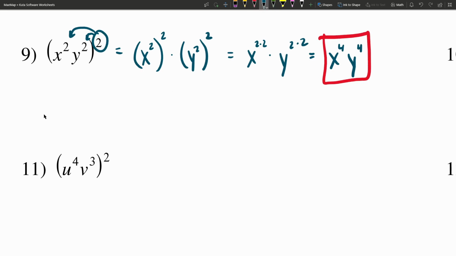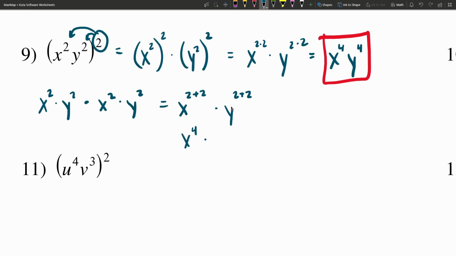If we wanted to look at this a different way, think about x squared times y squared, squared. That's taking this quantity and multiplying it by itself. That's squaring it. So we're going to have x squared times y squared multiplied by x squared times y squared. Finding those common bases of x, we would have x to the 2 plus 2 multiplied by, finding those common bases of y, y to the 2 plus 2. X to the 2 plus 2 is x to the 4th, and y to the 2 plus 2 is y to the 4th. Same exact result, looking at this from a different perspective.